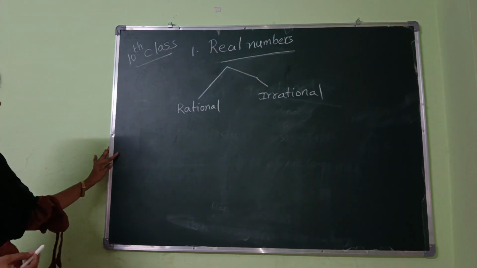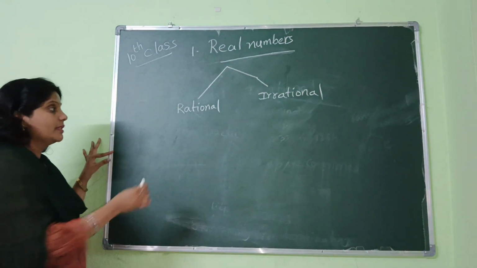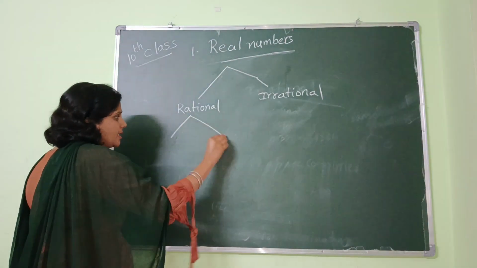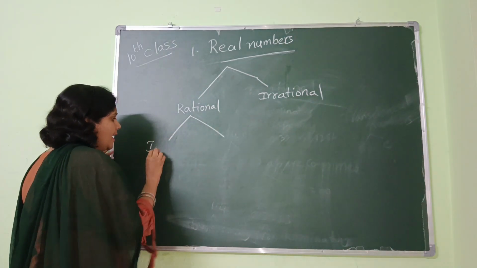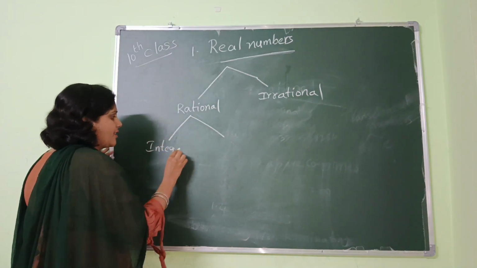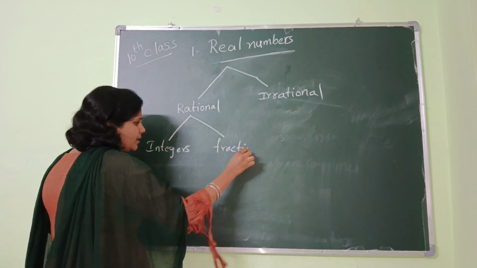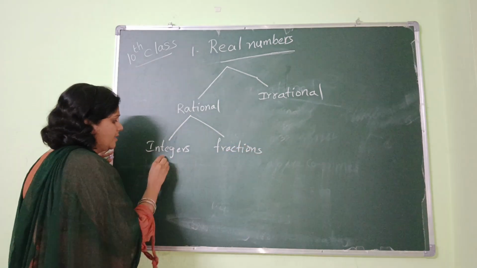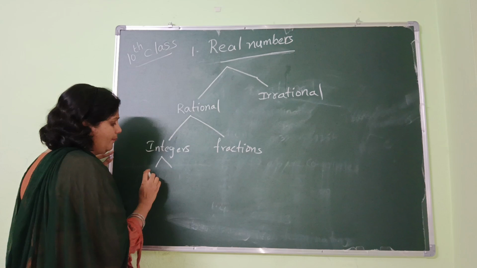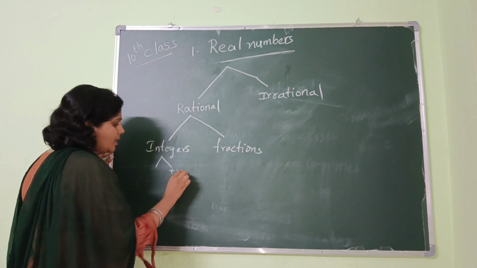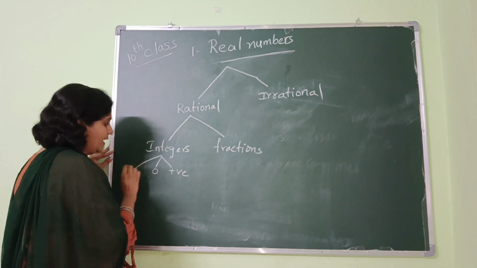So what will come under rational numbers? Rational numbers will come under two categories, that is integers and fractions. So what is meant by integers? Integers are positive numbers, 0 and negative numbers.